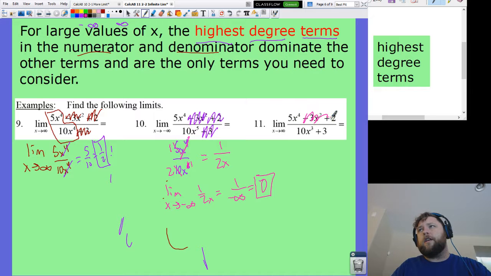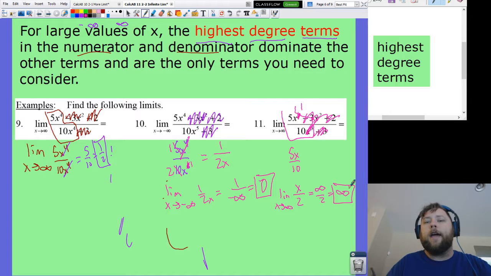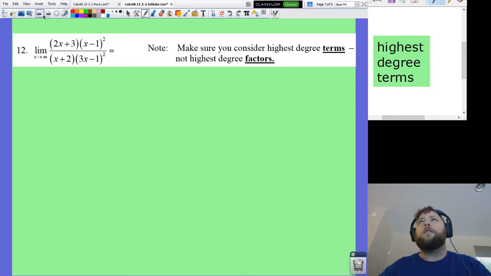Last one. Again, only things that matter are the highest degree terms. So just these two. I can cancel out 3 of the x's with 1 of the x's here. And so you have 5x over 10, which reduces to x over 2. So the limit as x approaches infinity is going to be infinity over 2, which is just infinity. Divide infinity by a half, it's still infinity. So that's how you can do those. All right, skipping that for now. We'll do that in class.